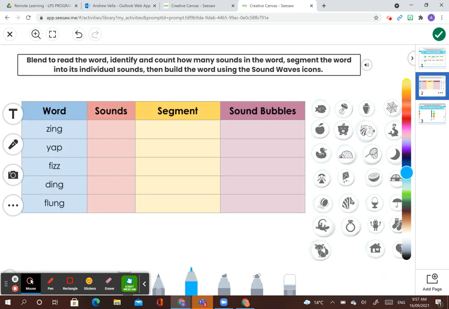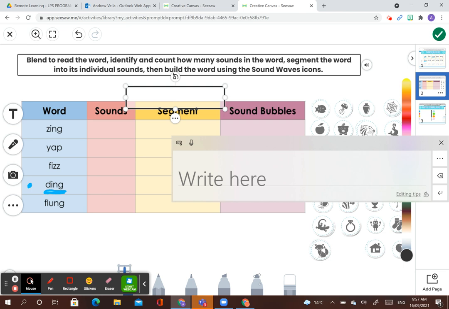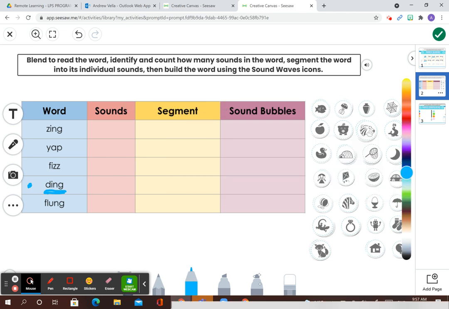For segmenting, let's look at the word ding. Ding. Now, when I look at the word, yes, there are 4 letters, but when I sound it out, d, i, ng, I can only hear 3 sounds. So I'm going to write. Actually, I'm going to do it on pen today. So I'm going to write 3 sounds there. Now I'm going to segment it, showing how I can hear the 3 sounds.